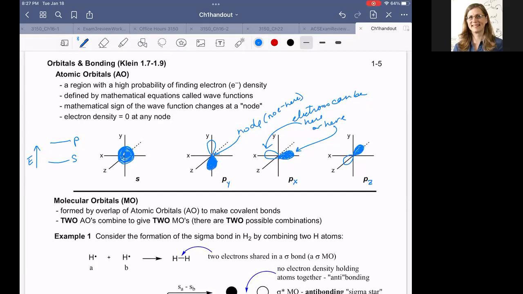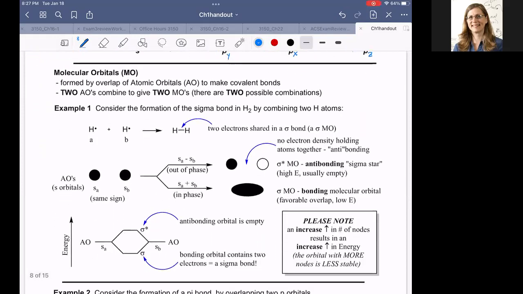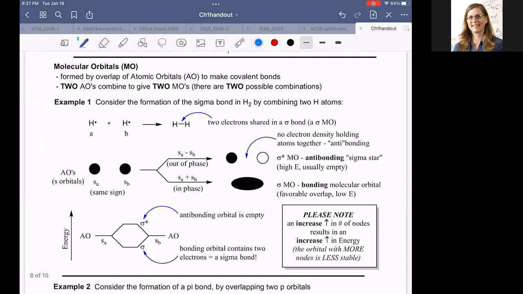We're not going to talk about d orbitals. We're not going to talk about f orbitals in organic chemistry because, again, all we care about are the outermost orbitals, the valence shell. Okay, so what is a molecular orbital then?